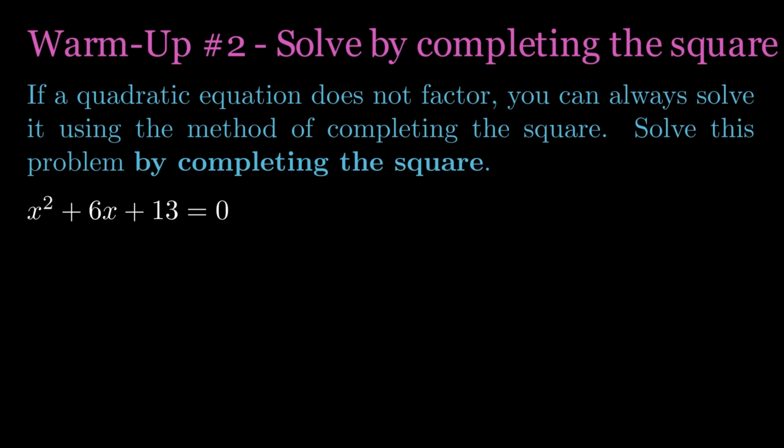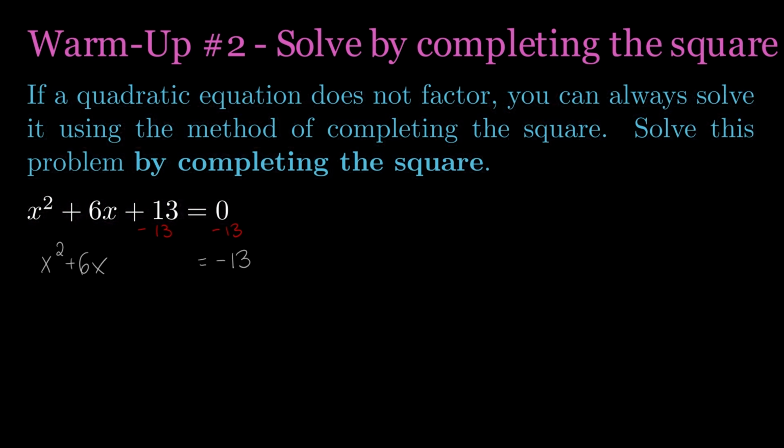Just to remind you, the idea of completing the square is to rewrite our equation in the form where the left-hand side is the square of a binomial and the right-hand side is just a number. So to achieve that perfect square trinomial on the left-hand side, we need to complete the square. So we keep x squared plus 6x on that side, and we will subtract 13 from both sides to leave ourselves some room to complete that square.